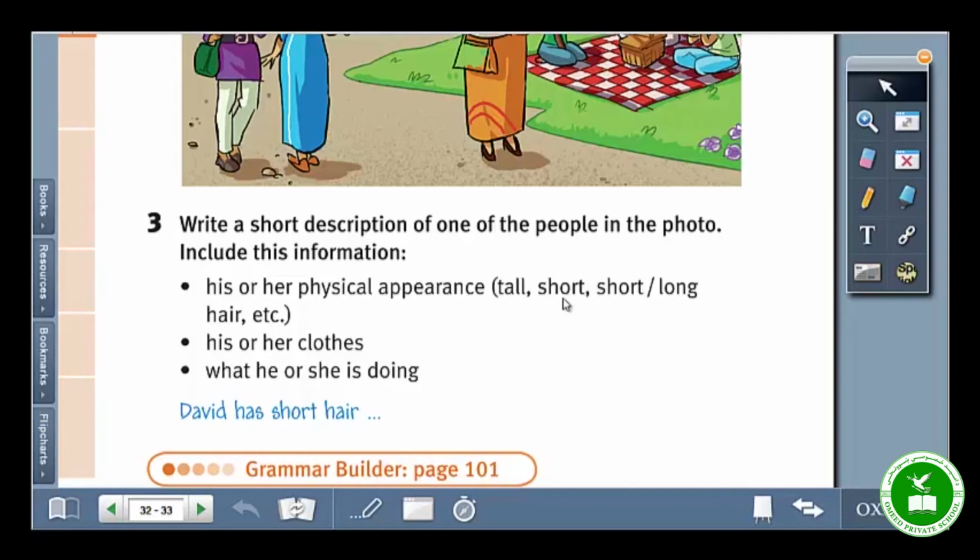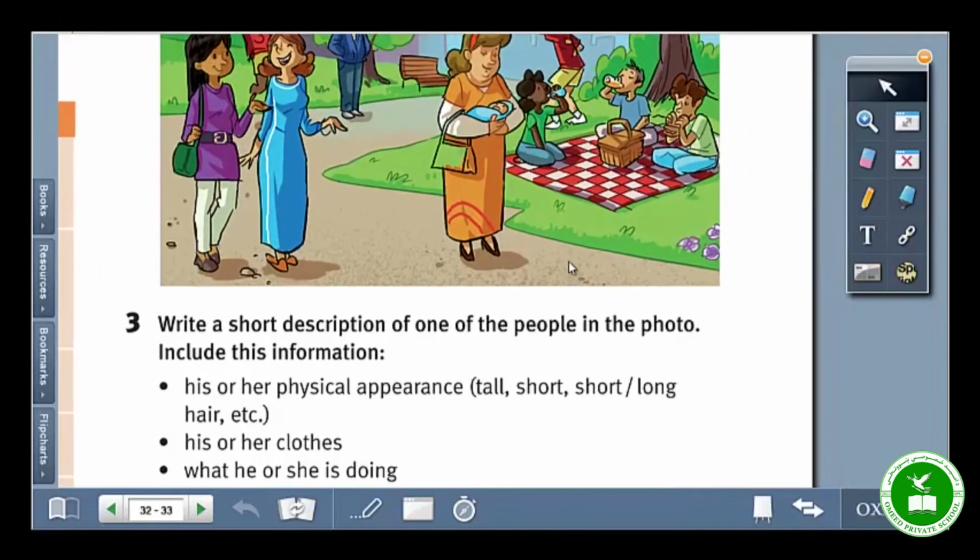Tall, short hair or long hair, etc. His or her clothes. What he or she is doing. For example, David has short hair. Okay, let me give you an example of this, okay?